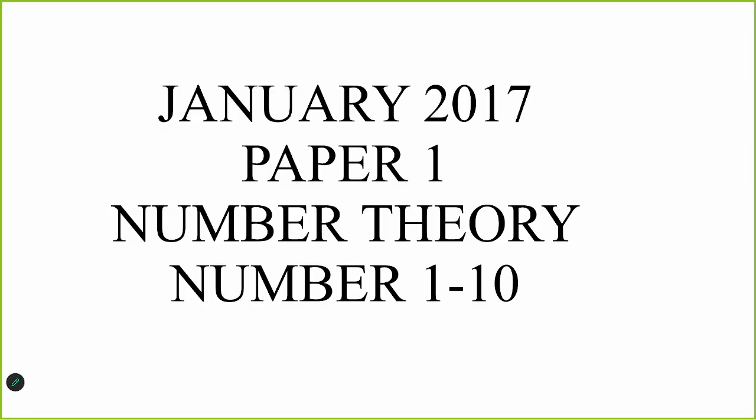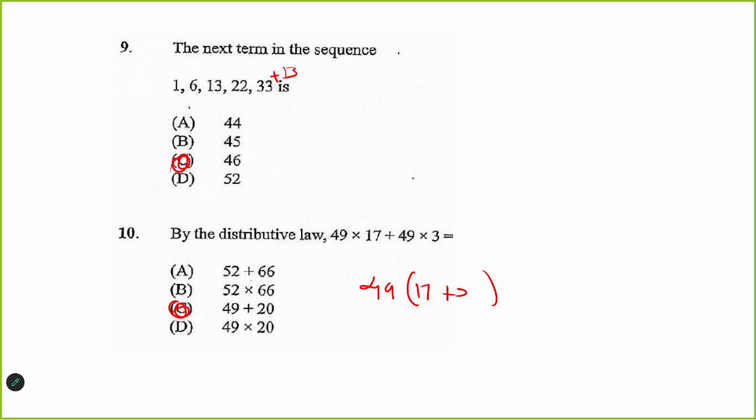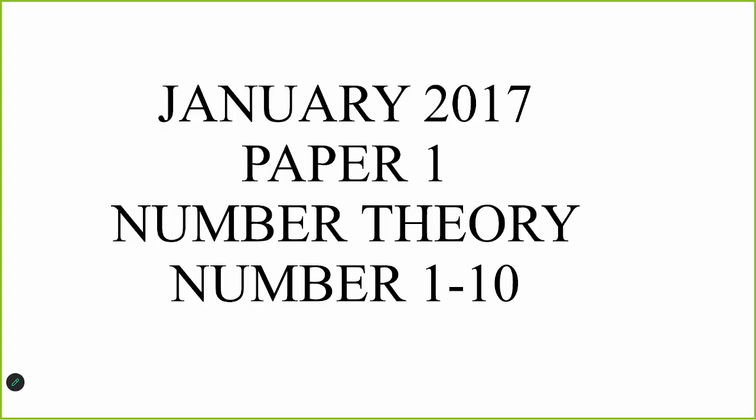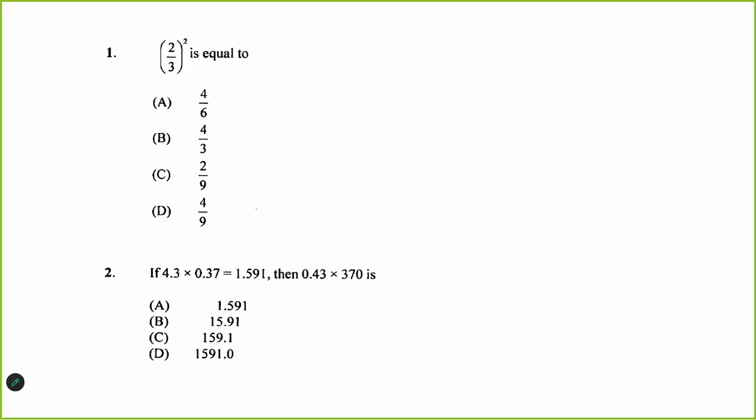Let's look at January 2017. Next, let's go back a little bit to the answer for number 6 in this one. Number 6. The number is 150, but 4/5 of 150 is 120. So this answer here is 120. Right? And let's go ahead and do January 2017, paper 1, number 1 to 10.